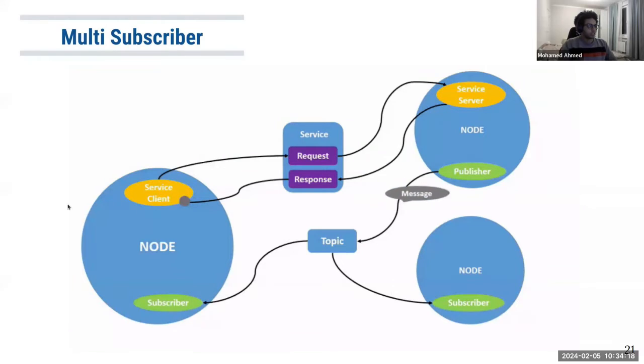As you can see here, this node has a subscriber, and it has a service and client. This node has a service and a server, and it has a publisher. And this node has a subscriber only. So you can design the system however you want.